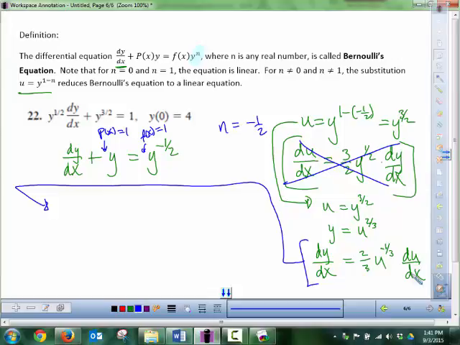Okay, now let's replace everything and see how it goes. Hopefully this will turn out nicely. It better, right? 2/3 u to the -1/3 times du dx minus y is equal to u to the -1/3 is equal to, I'm going to do it like this first, u to the -1/3 raised to the -1/2.